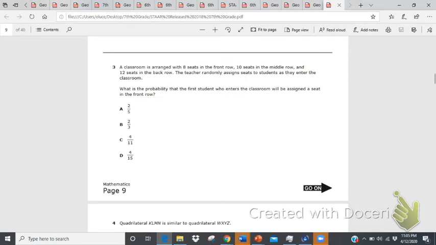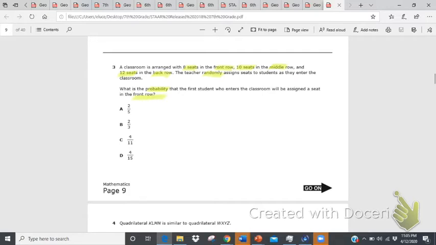All right, on question number 3, ladies and gentlemen, they are telling us that a classroom is arranged with 8 seats in the front row, 10 seats in the middle row, and 12 seats in the back row. The teacher randomly assigns seats to students as they enter the classroom. What is the probability that the first student who enters a classroom will be assigned a seat in the front row?